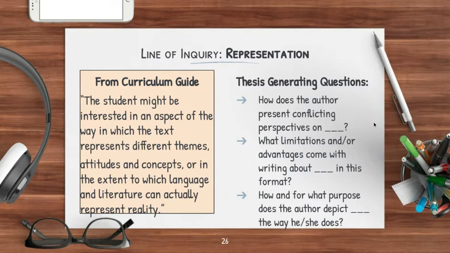Some of the questions I would suggest are, how does the author present conflicting perspectives on blank, right? How do they show two sides of a debate? What limitations and or advantages come with writing about blank in this format? If I wanted to write a book about a particular topic, let's say racism, what are the advantages and disadvantages of writing about it in the form of a play, in the form of a history book or a nonfiction text, in the form of whatever it is that case may be, the text format.